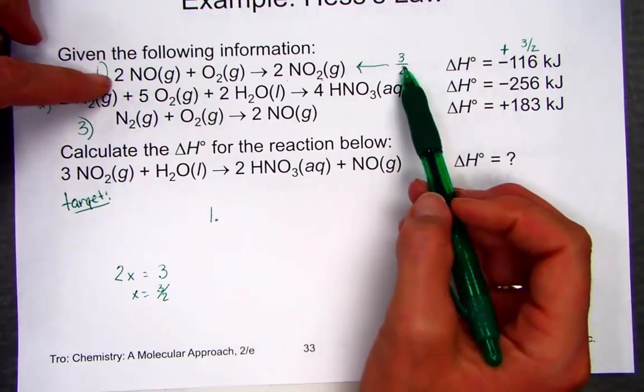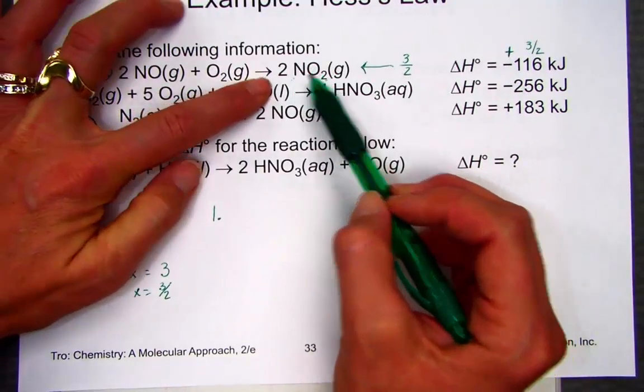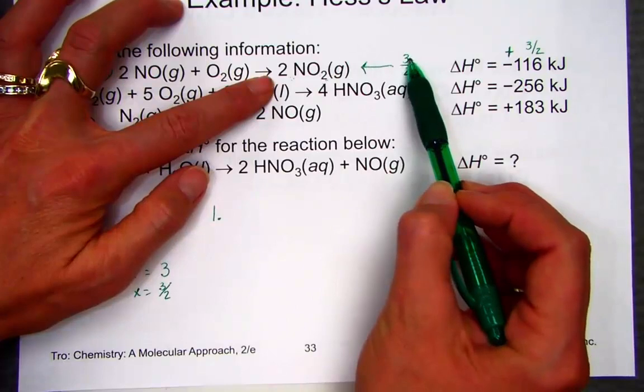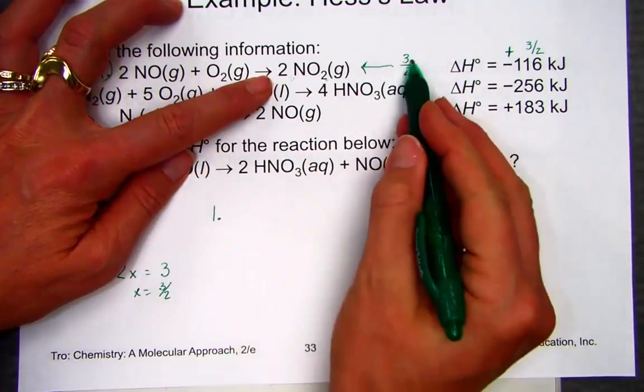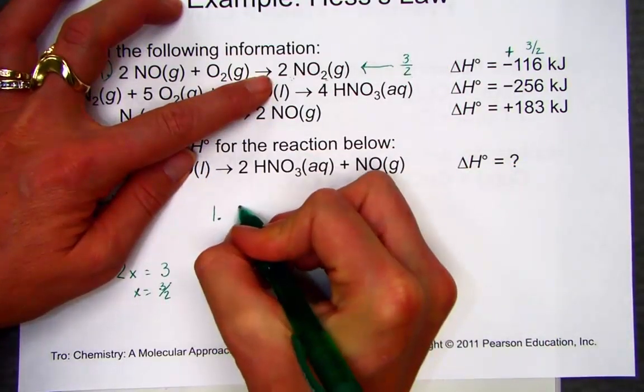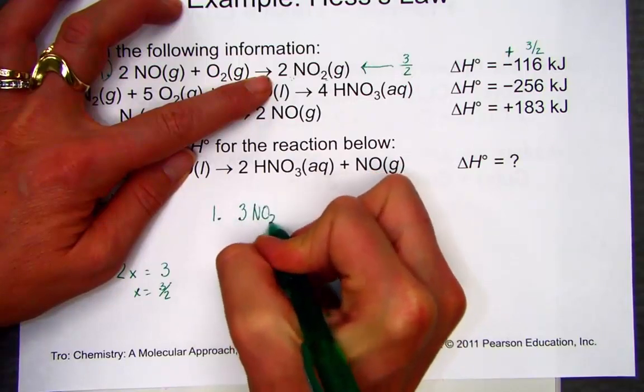We're going to flip the direction. So 2 units of NO2. 2 times 3 is 6, 6 over 2 is 3. So 3 halves times 2 gives me the whole number of 3 units of NO2.